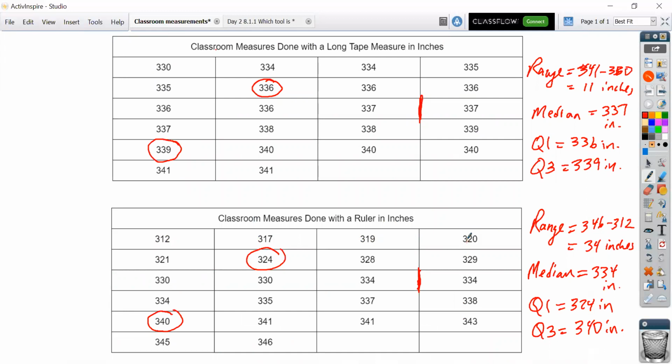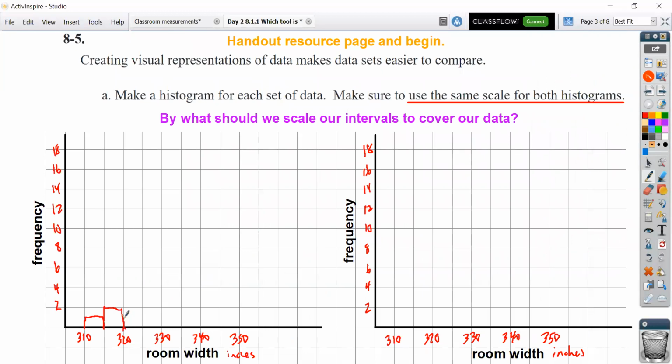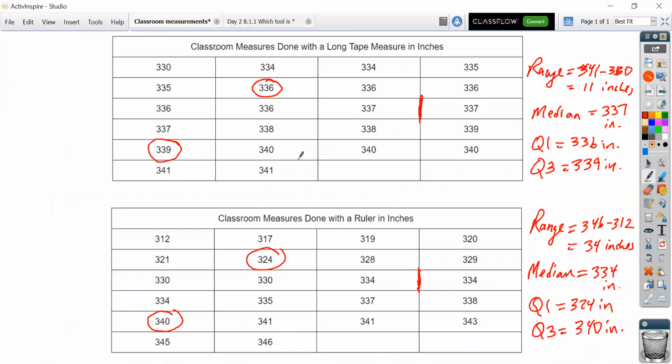From 320, 1, 2, 3 before 325. So the next one will be 3. Remember, I am counting by twos. Here's 2, here's 3 about in the middle. Going on. From 325 to 330, I have 1, 2. These are in the next group, so just 2.